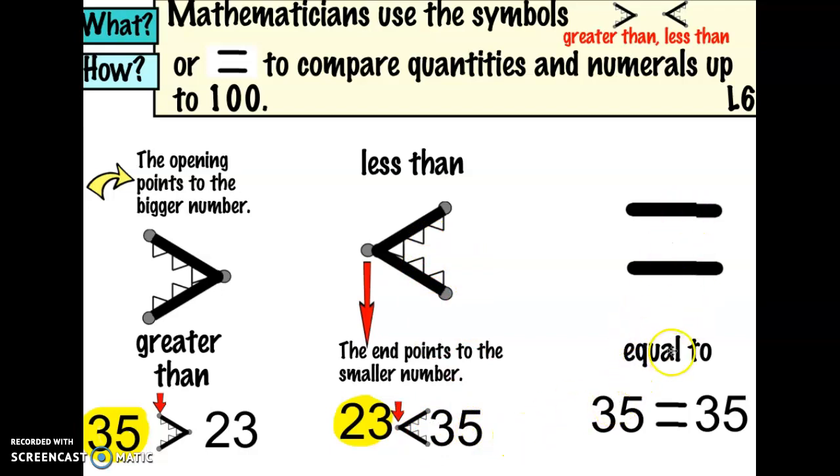In this case, now we have 35 being compared to 35. And what do we notice about these numbers? They are both equal. So we don't need to use greater than or less than, we're going to use equal, because the number in the tens place is the same, the number in the ones place is the same, and 35 equals 35.